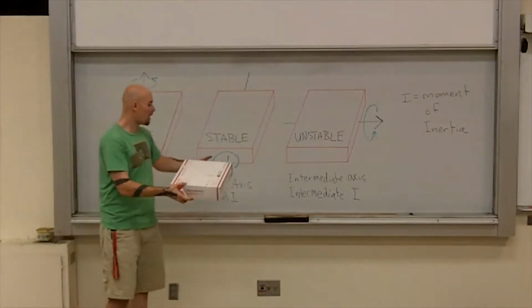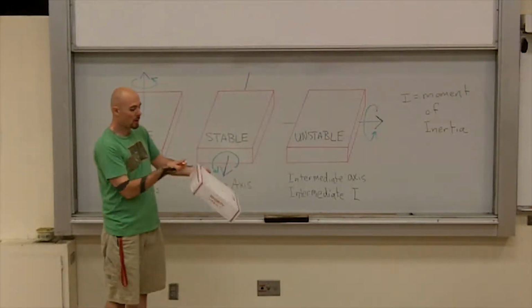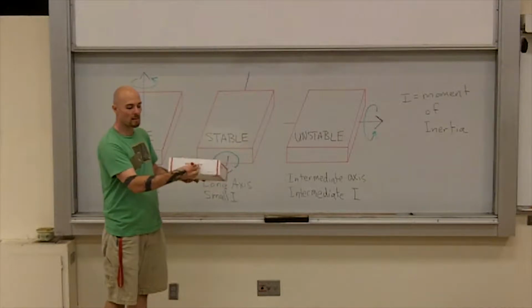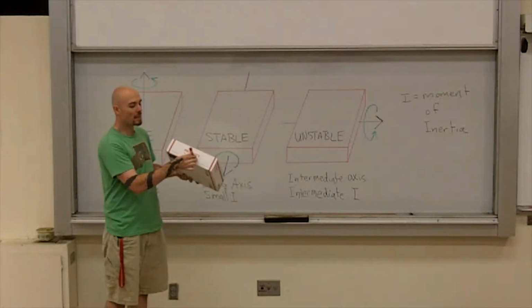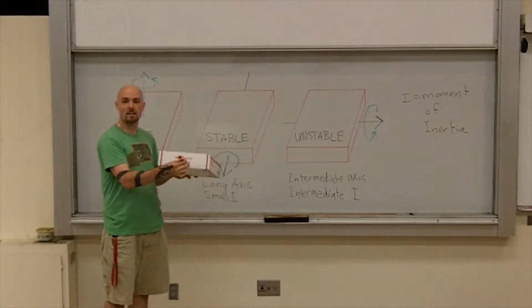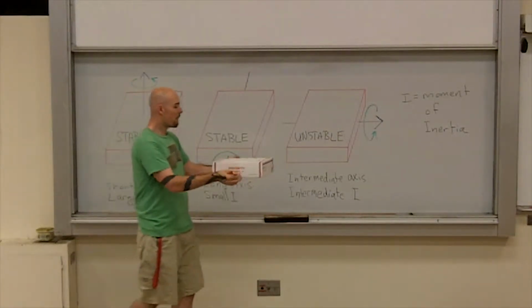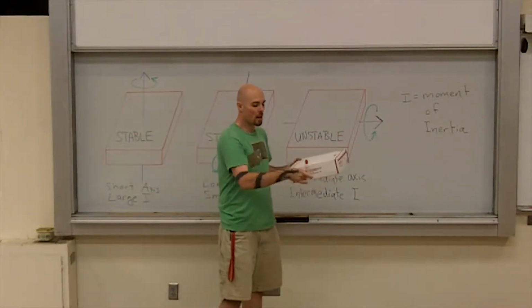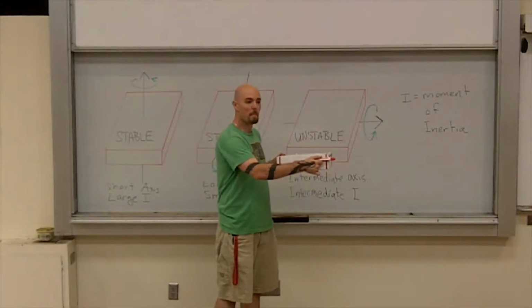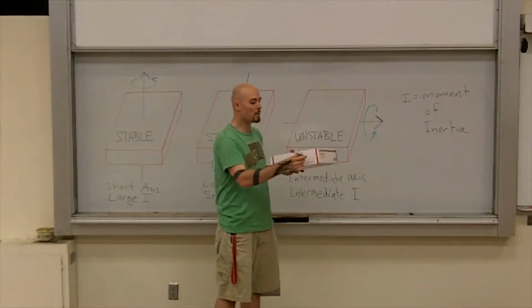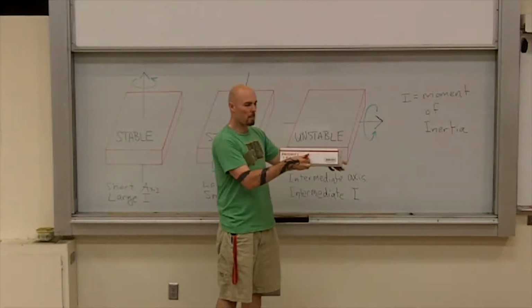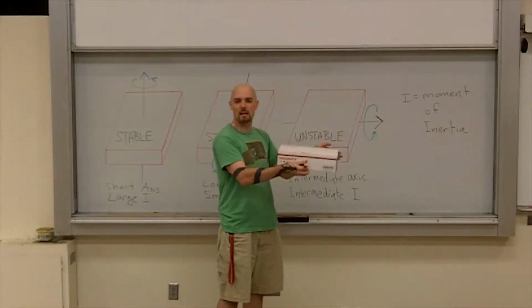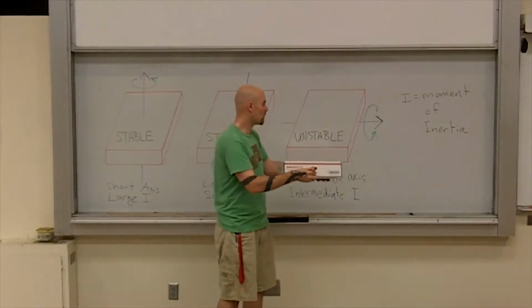Next, we would move on to the long axis, one that would go about the longest line of the box, and this would be a small moment of inertia. The mass is very close to the axis of rotation. The final one to consider is the intermediate, where the axis goes along the medium side of the box, the medium length, and rotations are about this point, where the masses are intermediate distances from the axis of rotation.